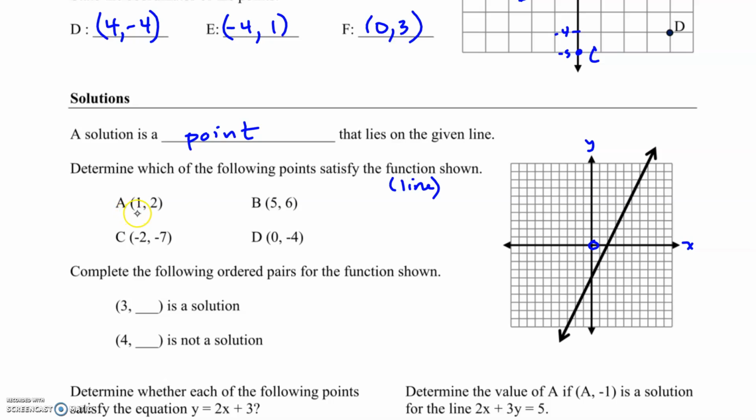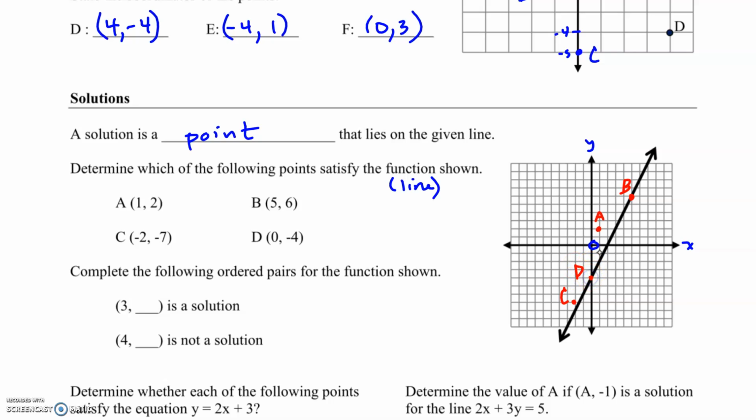So my first point is (1, 2). So for this point to satisfy the line, it has to be on the line. So here is my x value of 1 and y value 2. So that's point A. Now let's plot point (5, 6). So 1, 2, 3, 4, 5. 1, 2, 3, 4, 5, 6. That's point B. Let's plot C, so it's -2, and then 1, 2, 3, 4, 5, 6, 7. So right here, that is C. And then (0, -4) is D.